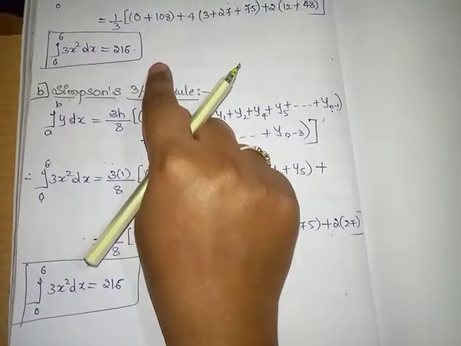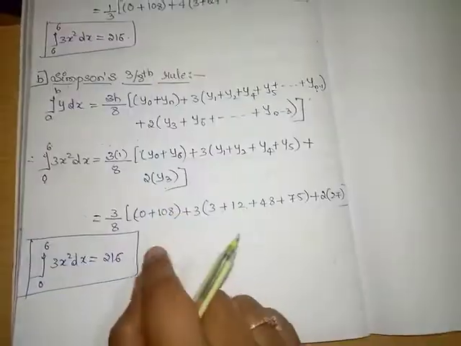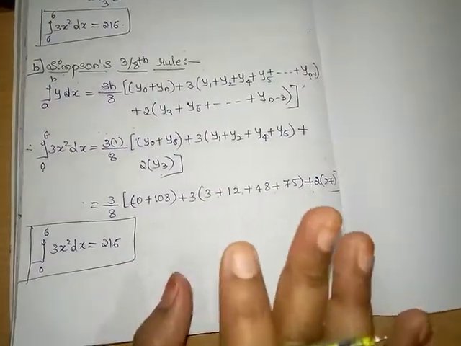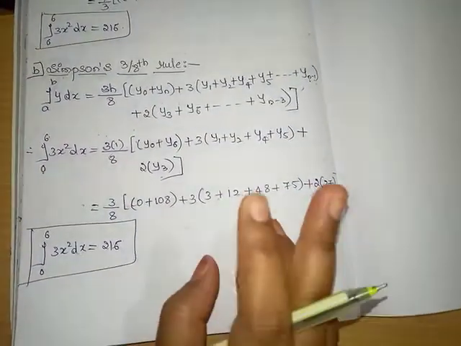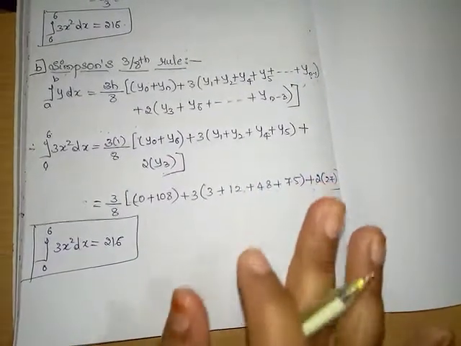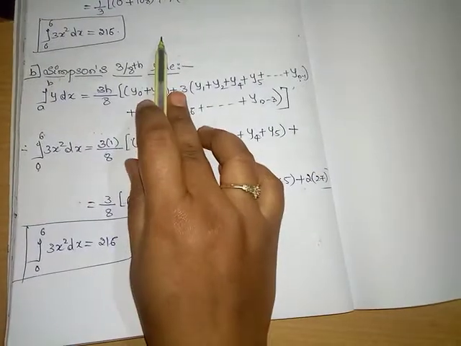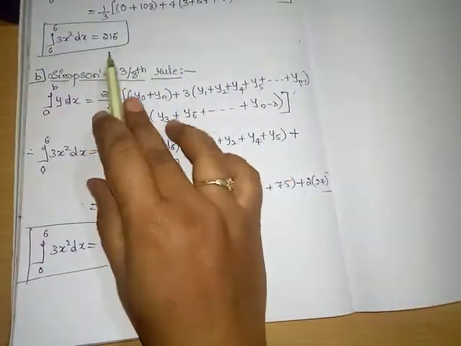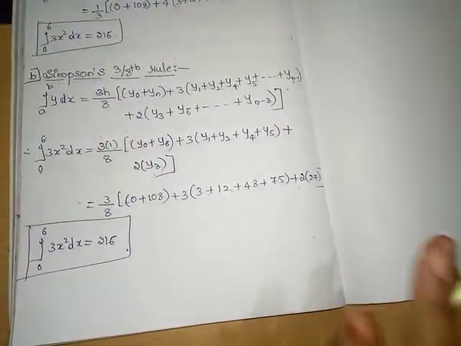From Simpson's 1/3 rule, we get the integral value is 216. Here also we get the integral value is 216. I have already told you that when n is equal to 6, we get the same values for all the three rules. See here, for the 3/8 rule, it is 216. For 1/3, it is also 216. Next is Weddle's rule.